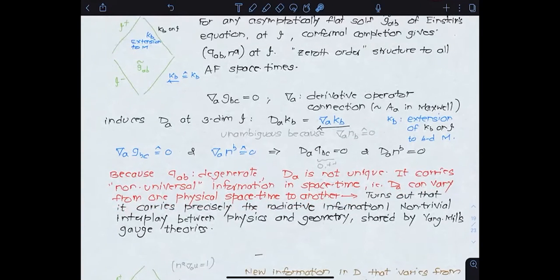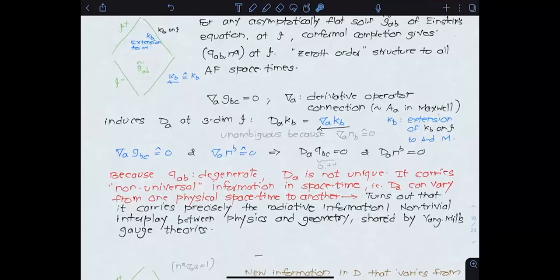For example, if G tilde AB were Schwarzschild, then on the D that I will obtain, I will get one answer. If this were a radiating space-time, then I would get a different D. But for all these space-times, the N that I get and the Q that I get are the same. The Q and N are the same, but D is different. And all these Ds will kill Q, will kill N, but still they are different from each other.